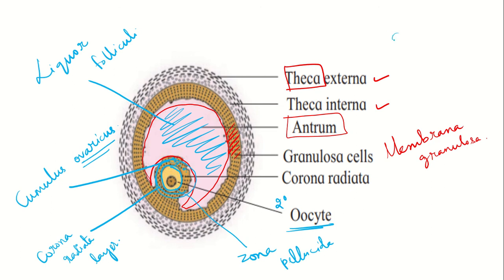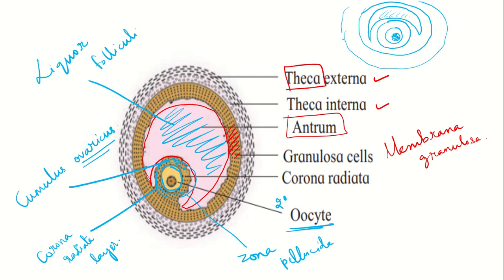So first is the secondary oocyte, it is covered by the zona pellucida, and then the corona radiata layer that is formed from the cumulus oophorus, and then the antrum is present which is filled by fluid, then the membrana granulosa layers are present, or the follicular cells are present, then the theca layers are present, theca externa and theca interna.